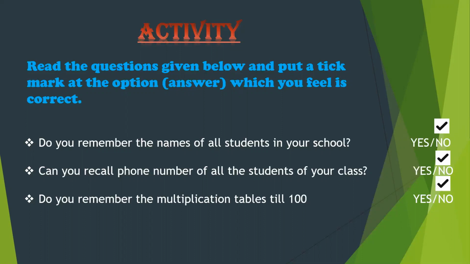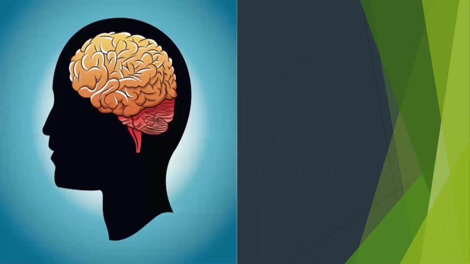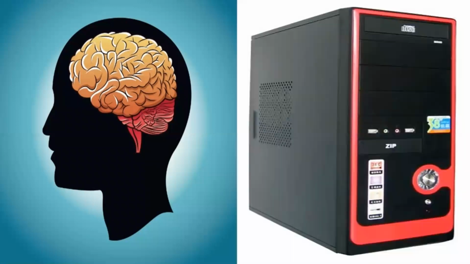We cannot remember the above mentioned things, but do you know that a computer can remember all the above? Now tell me, which part of your body remembers everything? Can you tell me, children? Yes, our brain remembers everything. Do you know that computer also has the brain? The brain of the computer is CPU.